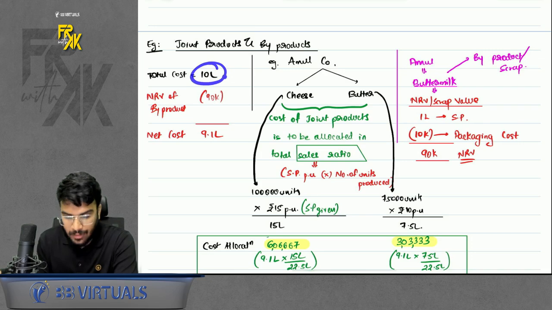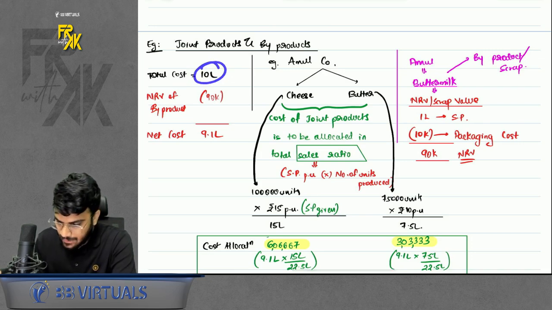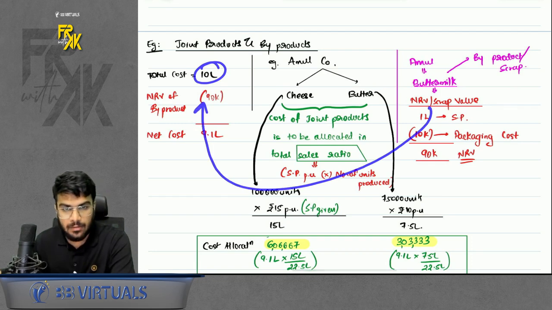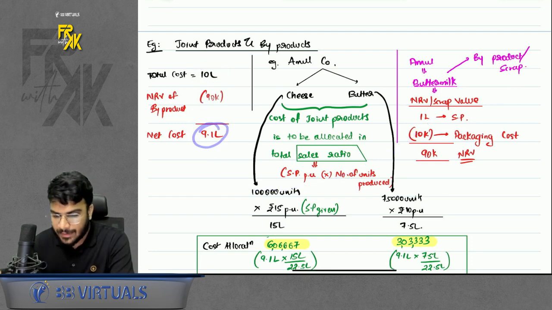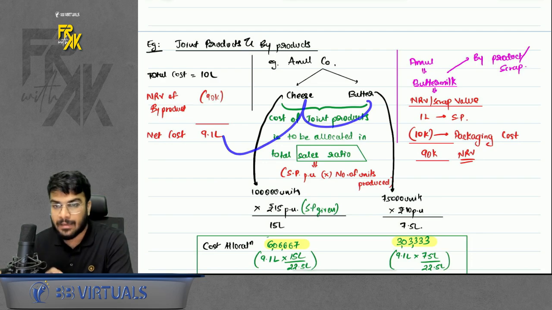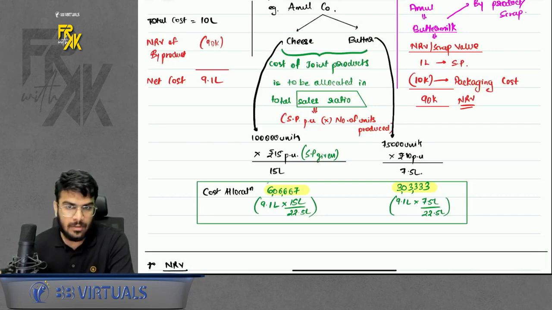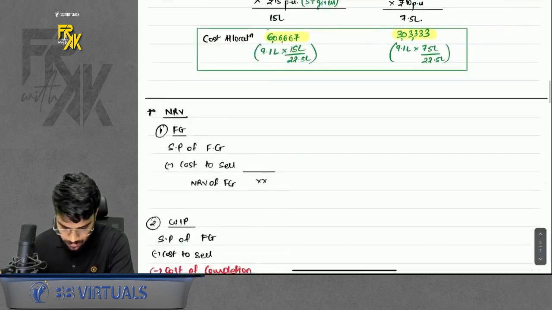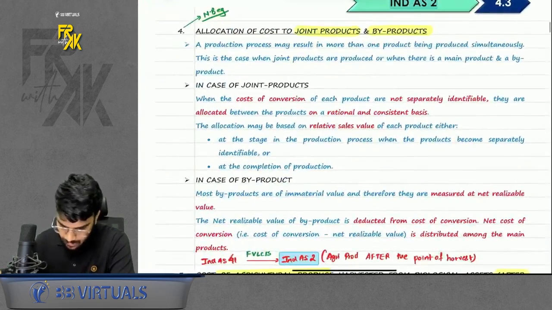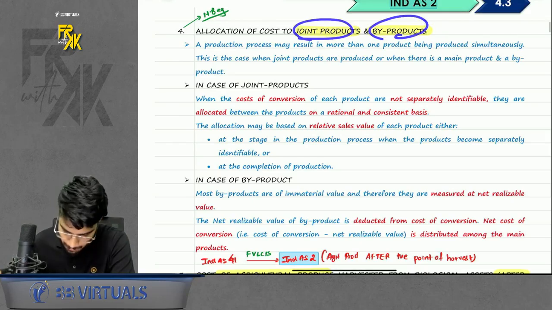First, calculate total cost. From this total cost, deduct the NRV of the byproduct. You will get the net cost. This net cost will be allocated between cheese and butter in the sales ratio. Now, how to calculate the sales ratio? Selling price per unit into number of units produced. In this ratio, we will bifurcate the cost. Simple, right? So this was allocation of cost to joint products and byproducts.